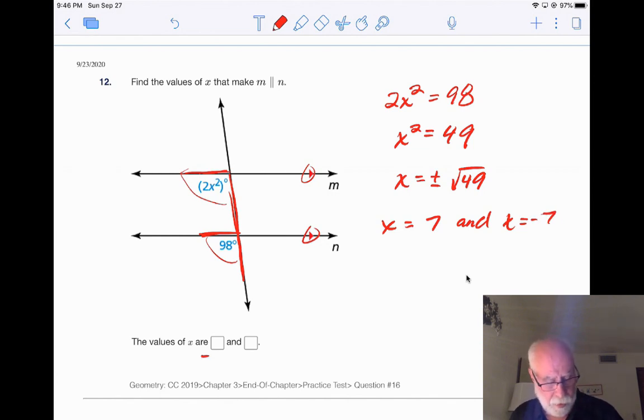So I'm pretty sure it doesn't matter which one you put in first, but I would have put the negative one in first. So that's the practice test, ladies and gentlemen. Pretty simple, pretty straightforward. There's definitely not a hard one like I thought there would be.